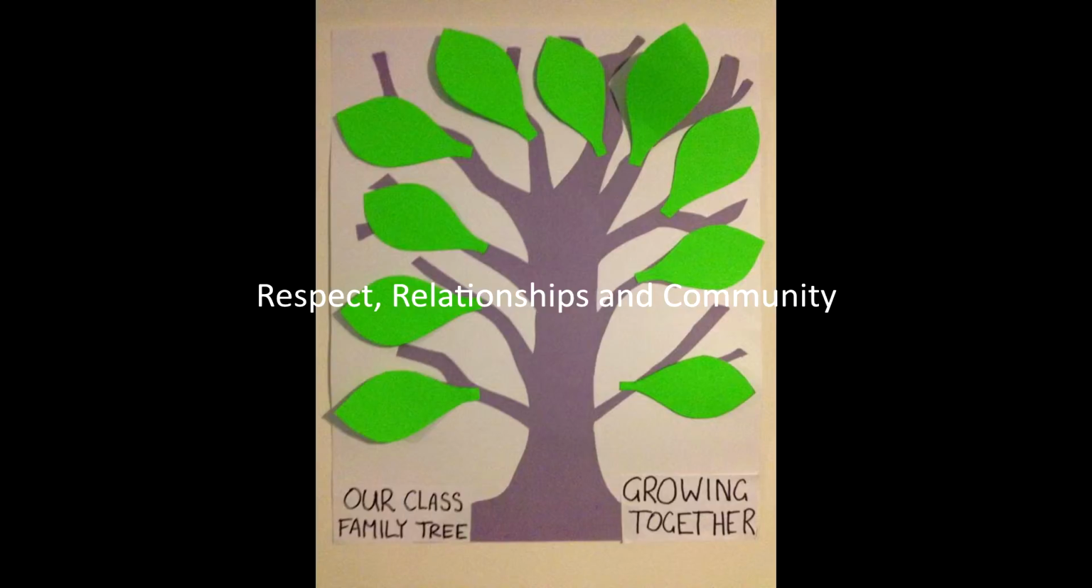Once they have filled their leaf with things about themselves, each child will be allocated a branch on the class family tree to put their leaf on. These branches will have personal goals the student has come up with written on them. Hopefully this will show them how they each relate to the class which is represented by the tree.